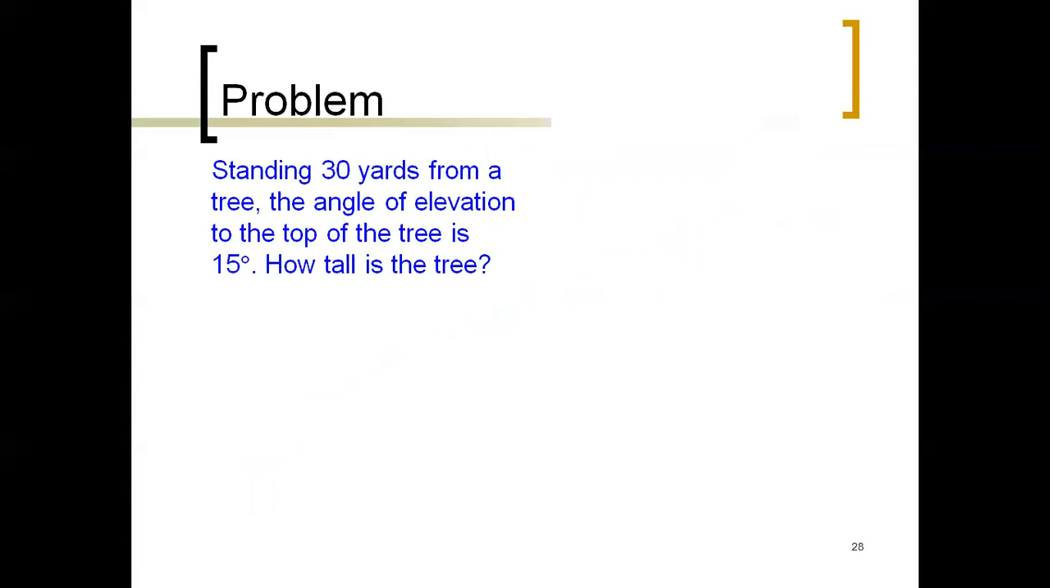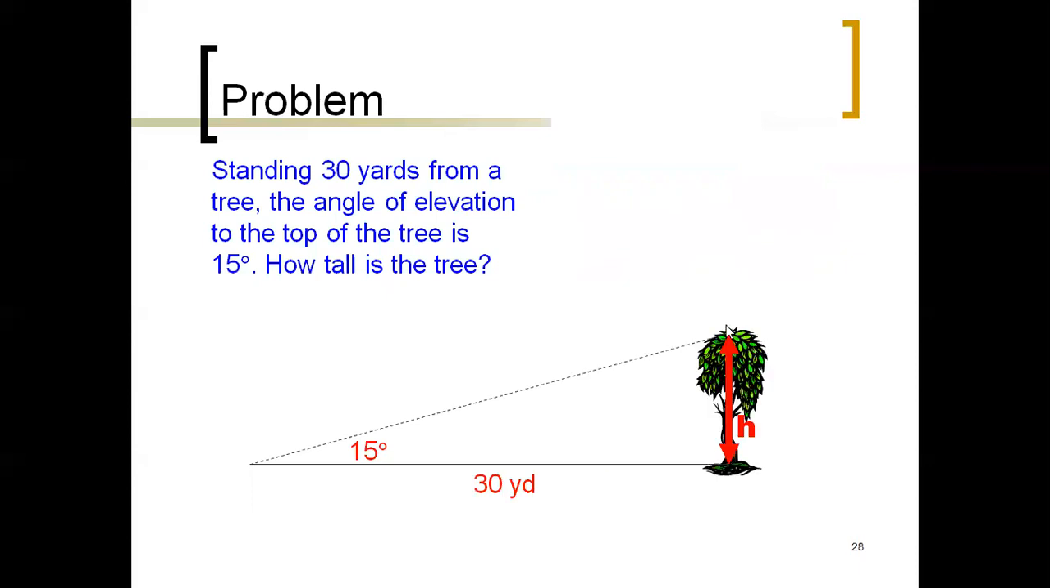Let's take this problem. Standing 30 yards from a tree, the angle of elevation to the top of the tree is 15 degrees. How tall is the tree? We can illustrate first the figure. Let's say we have a tree here. So the angle of elevation to the top of the tree is 15. So this is the horizontal line of sight. So this is the angle of elevation, that is 15 degrees.